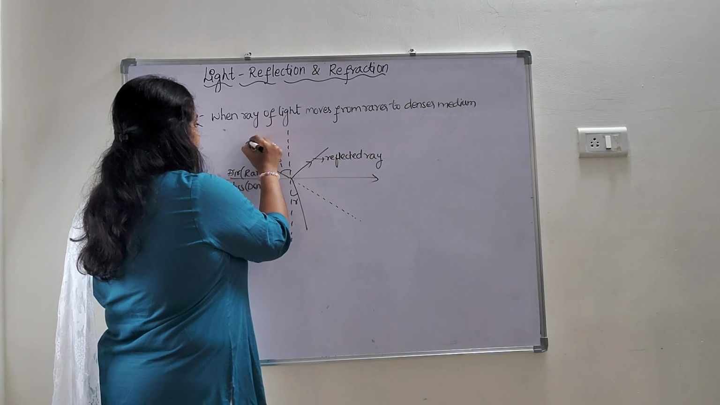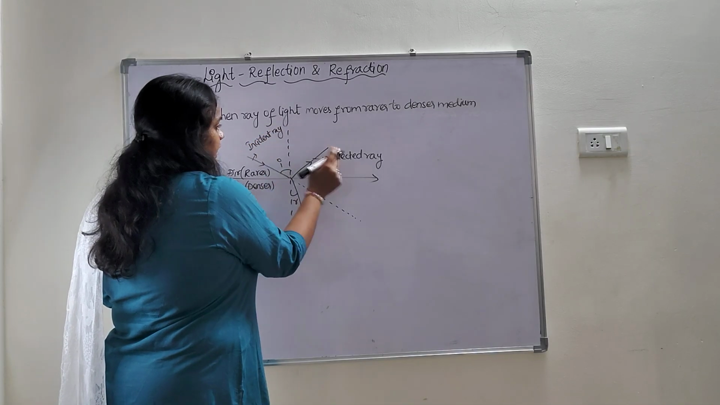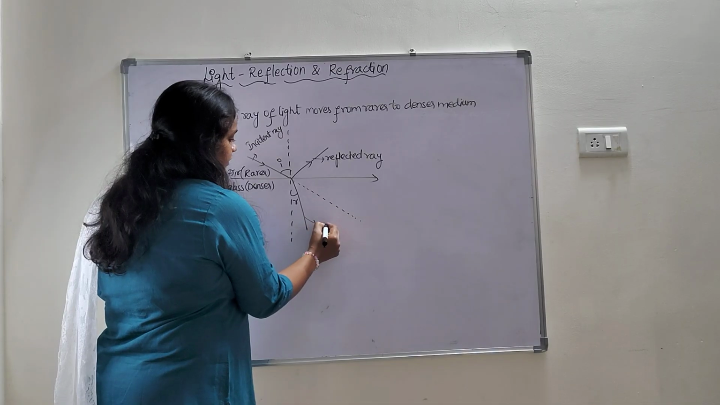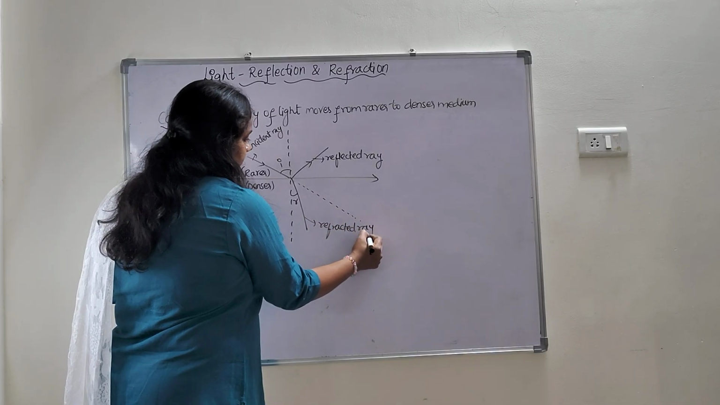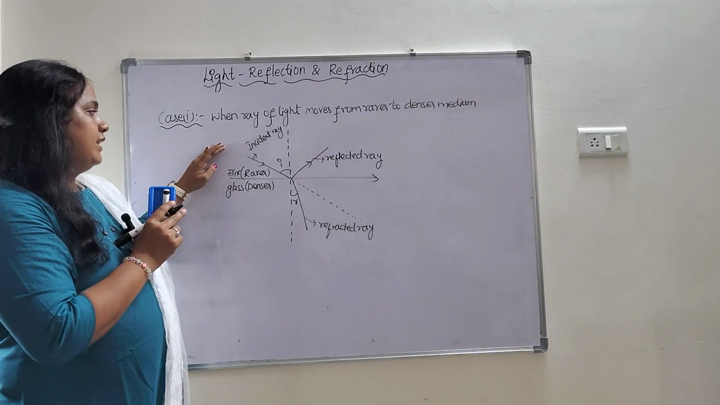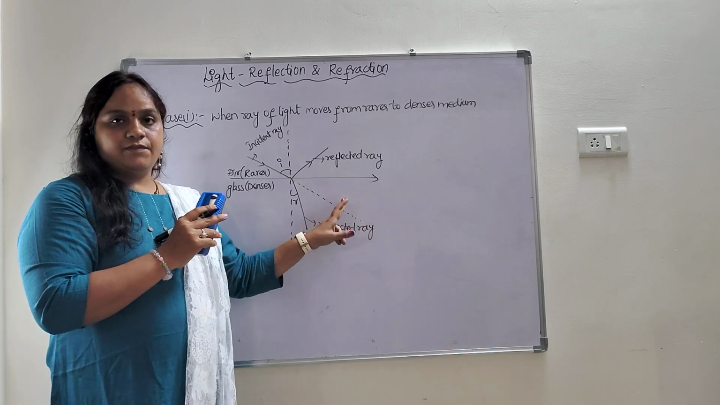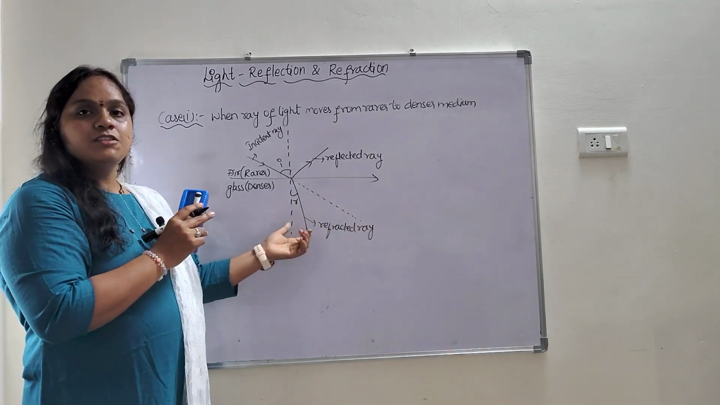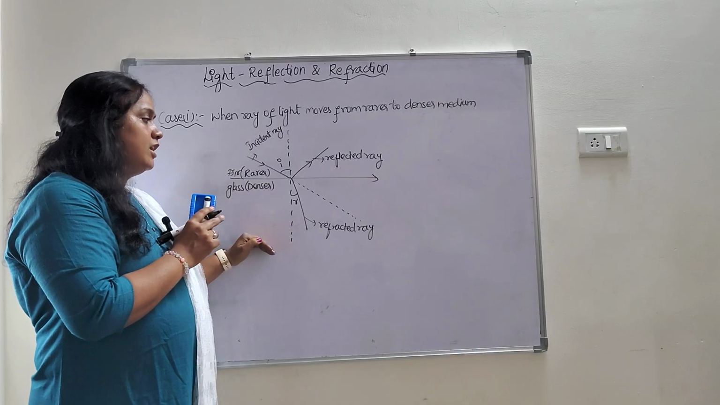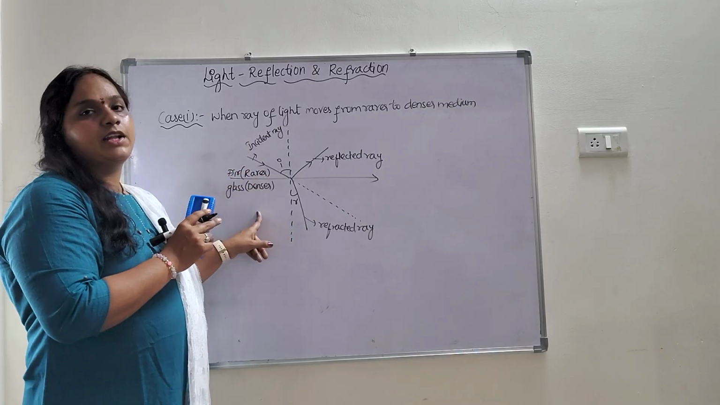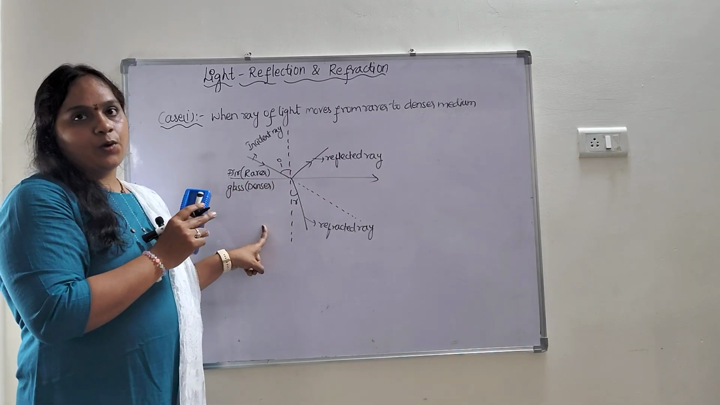This is the incident ray, this is the reflected ray, and this is the refracted ray. When a ray of light is moving from rarer to denser, actually it should move straight, so why is it bending towards the normal? Because it is moving from one medium to another medium, not the same medium. That's the reason it bends towards the normal.